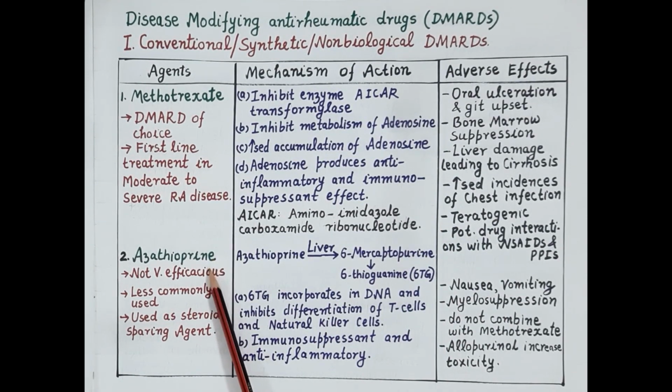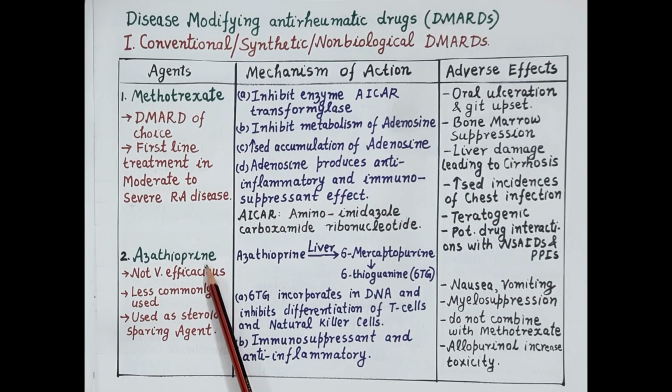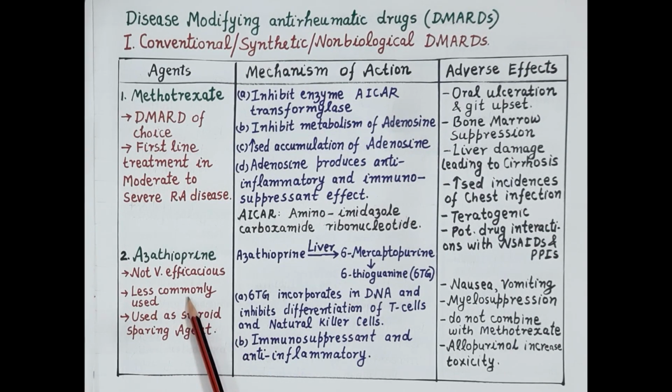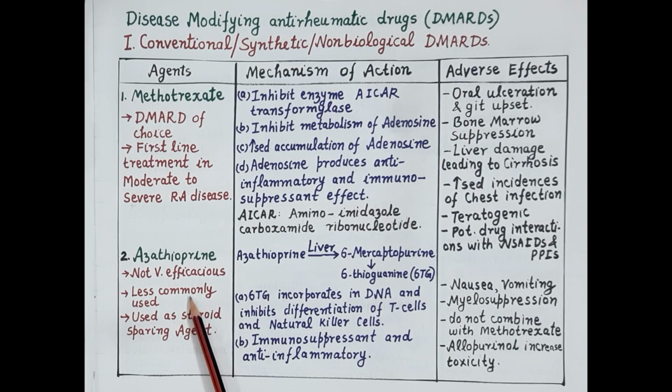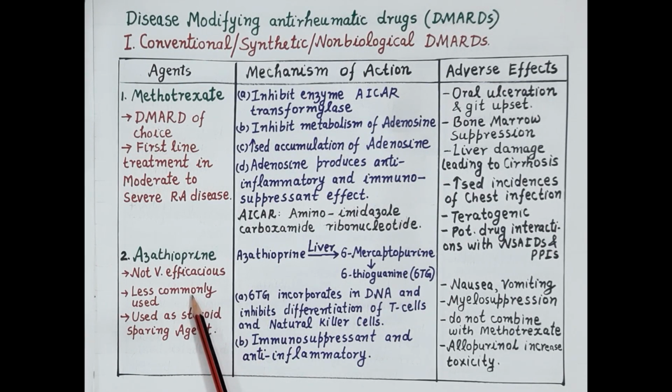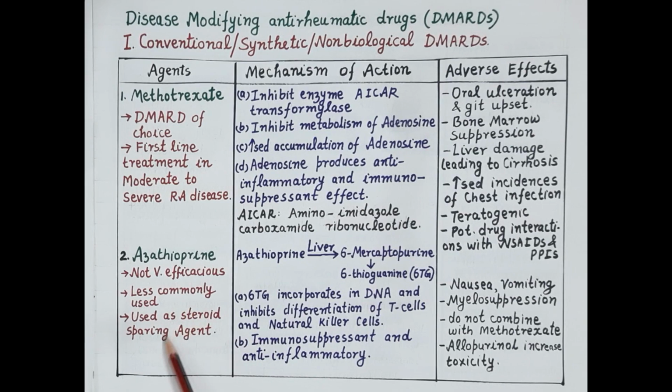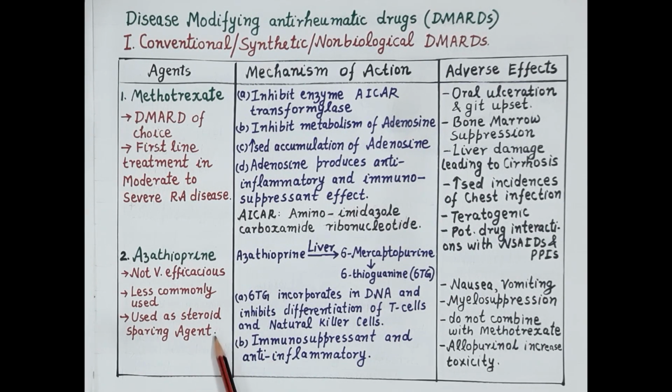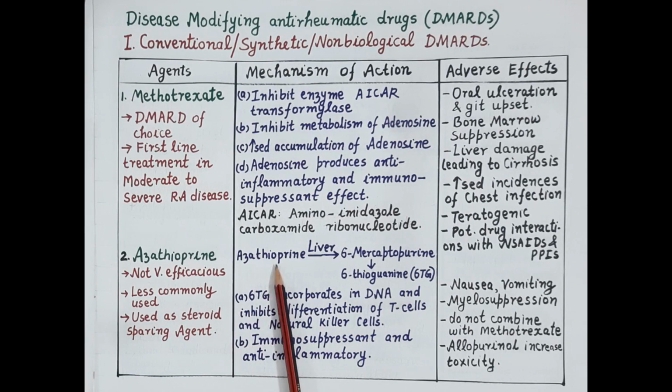Another immunosuppressant and anti-inflammatory non-biological DMARD is azathioprine. Azathioprine is not very efficacious and thus it is less commonly used. It is primarily used along with corticosteroids in rheumatoid arthritis. As we all know, corticosteroids possess a wide range of adverse effects. Azathioprine when used along with corticosteroids reduces the dose of corticosteroids to a minimum, and thus azathioprine is used as a steroid sparing agent.